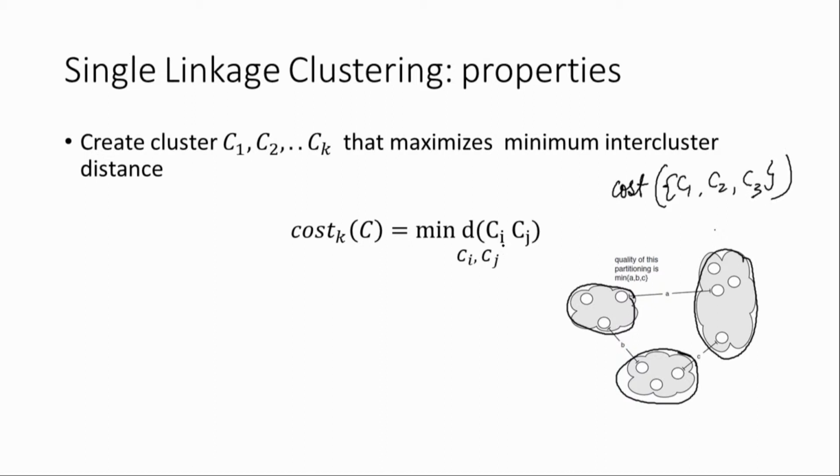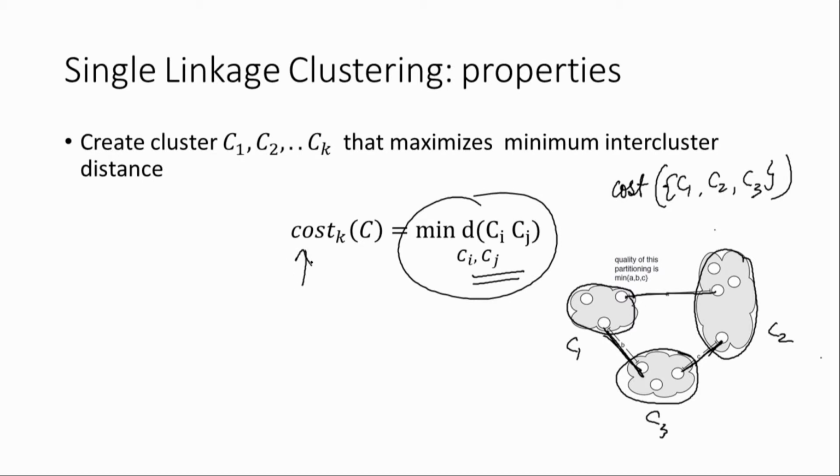First I look at the distance between any two clusters. I look at the distance between C1 and C2, and remember the distance between C1 and C2 is the minimum distance of a point in C1 and a point in C2. Then I look at the distance between C2 and C3, the minimum distance between a point in C2 and a point in C3. And then I look at the distance between C1 and C3, which is this. Then I take the minimum of these distances, and this is something you want to maximize.